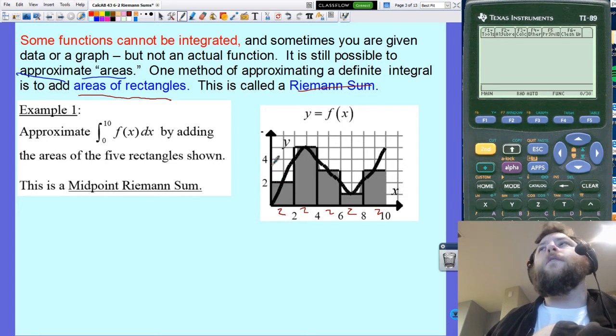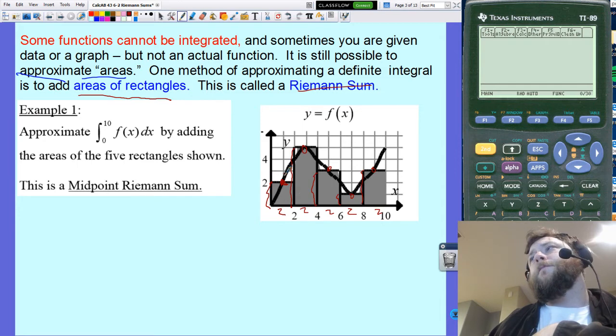There are a few different ways of doing these rectangles. One is called the midpoint Riemann sum. We take the width of the rectangle, take the middle x value, find the y value there, and put the top of the rectangle at that y value. So we're basing the height off that point, or this point, or down here, or up here. These are midpoint Riemann sums. We're building rectangles off the midpoints.